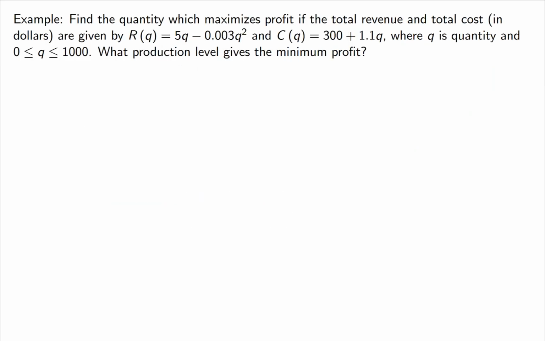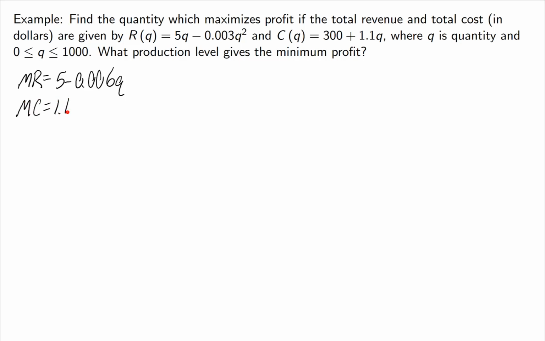Let's do a couple of examples with functions. We've got a revenue function and a cost function given to us, and we want to know the maximum profit and also mention the minimum profit. So the formula we want to work with is marginal revenue equals marginal cost. What that means is I should calculate these first. The marginal revenue is 5 minus 0.006Q. Notice all I did was take a derivative. And the marginal cost is 1.1.